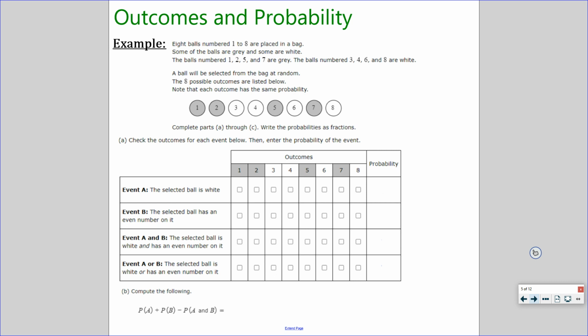So obviously our possible outcomes would be drawing the gray 1, gray 2, white 3, white 4, gray 5, white 6, gray 7, white 8. Check the outcomes for each event. Then enter the probability of each event. Okay, so the ball is selected white. So on my possible outcomes, that would be this ball, this one, this one, this one. 4 out of 8. So the probability of selecting the white ball is 1/2.